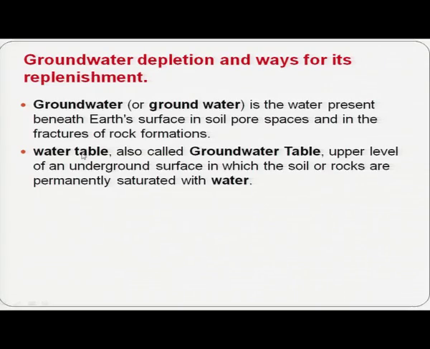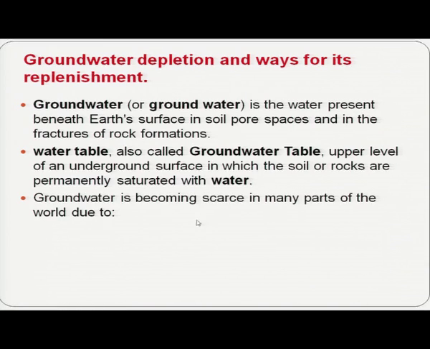Water table or water level is the upper level of the underground surface from which, if we dig deep into the ground, the level at which we will start finding water is the water table or the water level. So, it is the upper level of the underground surface in which the soil or rocks are permanently saturated with water.